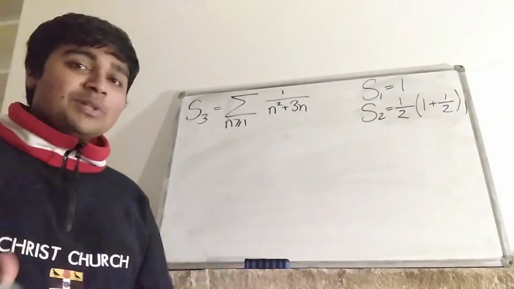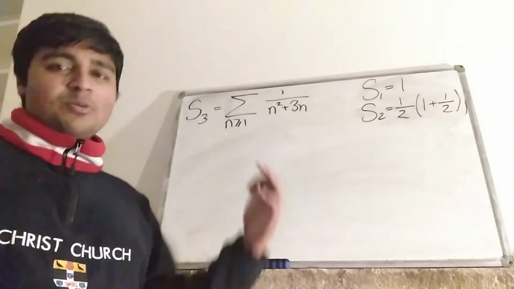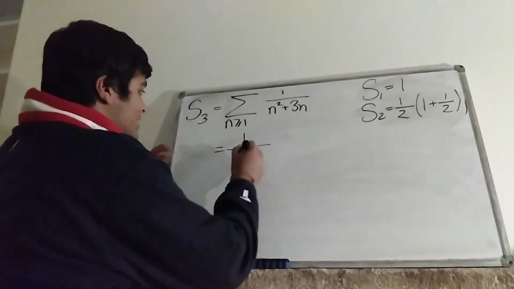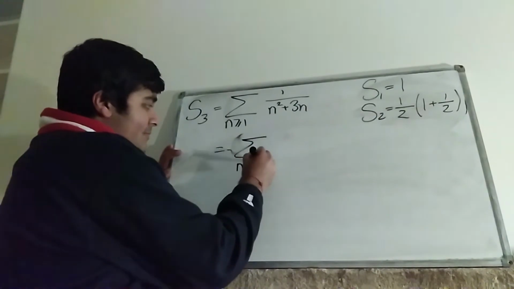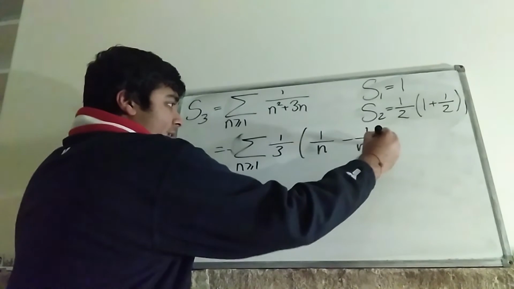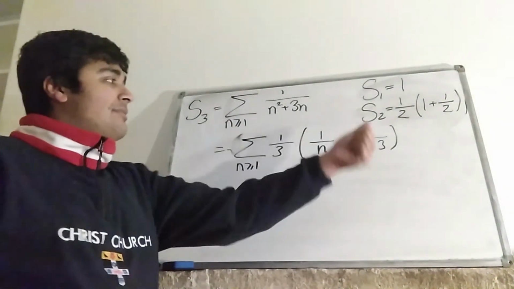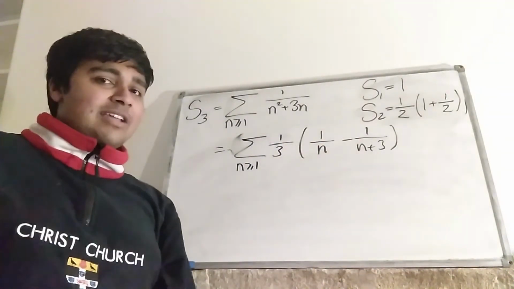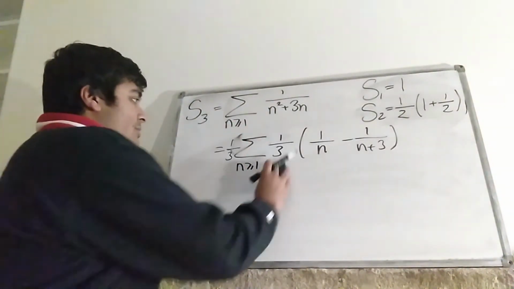S3 is a sum from n equals 1 to infinity of 1 over n squared plus 3n. Again, we're going to factorise this, use partial fractions, and then use telescoping. So in partial fractions form, this is the sum from n equals 1 to infinity of a third times 1 over n minus 1 over n plus 3. You can just quickly check that this equals this by cross multiplying, so we'll have 3 on the top and then n squared plus 3n on the bottom, but of course the 3 cancels with the third at the front there. So I can bring the third out to the front of this sum, like so.